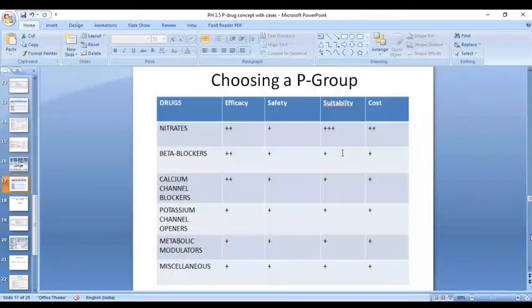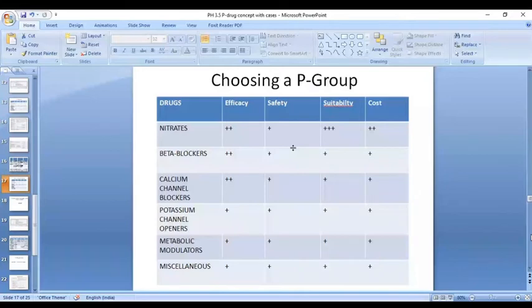Now, what we can conclude from our group per se, right? We see that nitrate, beta blocker, calcium channel blocker, these are the three drugs which are more efficacious. Safety wise, all have a similar kind of side effect. Maybe some are vasodilatory or some are decreasing the contractility of the heart. So the side effect profile is more or less similar, right? Efficacy, nitrate, beta blocker, calcium channel blocker have almost equal efficacy. Safety is similar across the group.